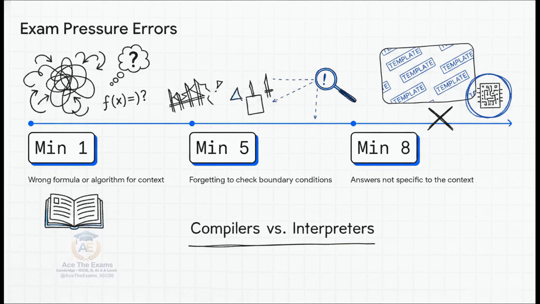And finally, Error 3, the absolute fatal blow. They write down a generic textbook answer that isn't specific to the context provided. They dump facts, just like Alex. You must actively police your own writing to ensure literally none of these 3 errors creep into your paragraphs.